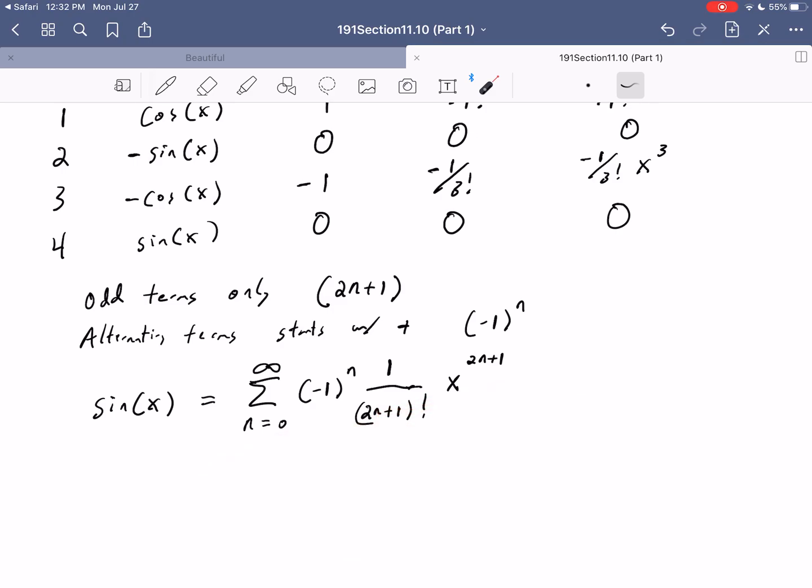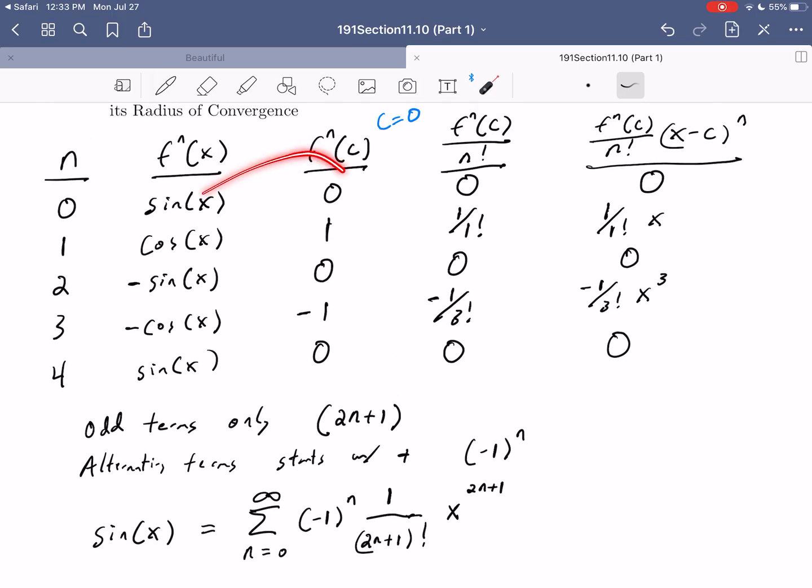But in general, we've started all of our series in this class at n equals 0, so that's what I generally try to do when I'm trying to build these representations. Okay, so we now have a Maclaurin series for sine of x. Can we figure out its radius of convergence?